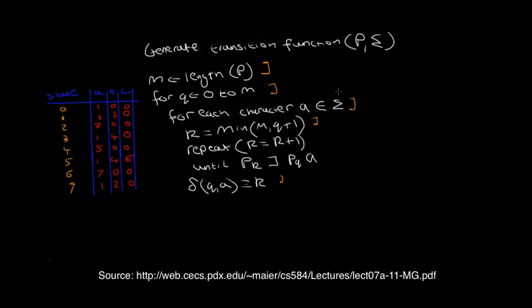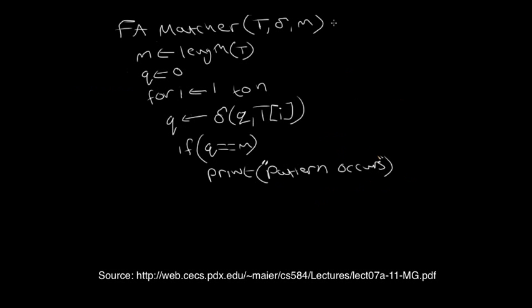So now, what will be the complexity of this pre-processing algorithm? Well, for this loop, we'll run m plus 1 times. This loop will run sigma times. And this section here will run m times. So the overall complexity will be big theta of m cubed times the size of sigma.